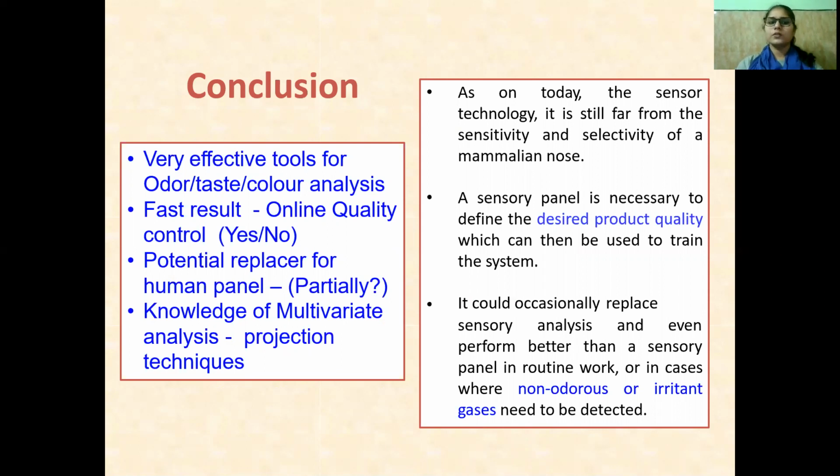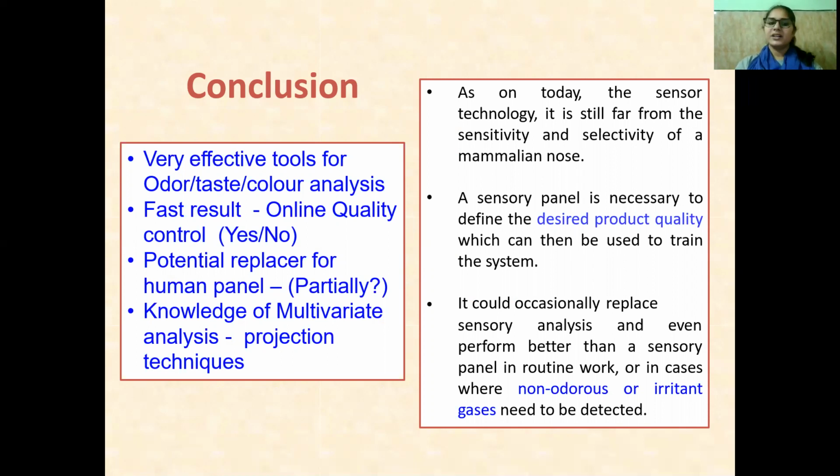So these are very effective tools for odor, taste and color analysis. They give fast results, online quality control, and are a potential replacement for the human panel. It is only partial, because ultimately the product is consumed by consumers, and it is a subjective approach, and the type of taste we require can only be told by subjective methods. This is just an instrumentation method.